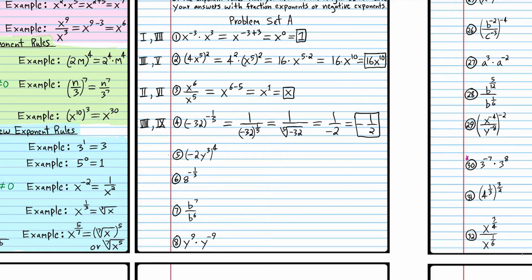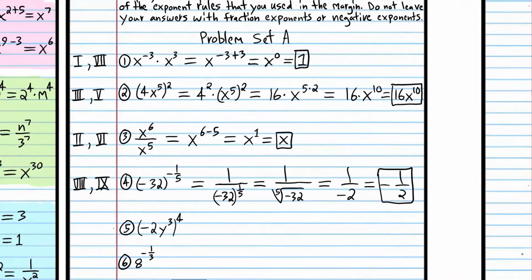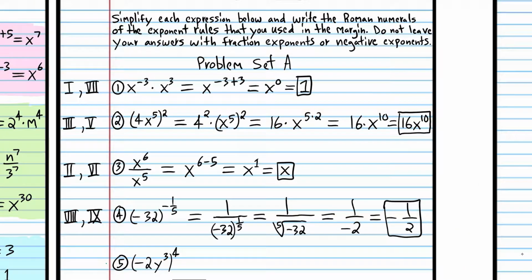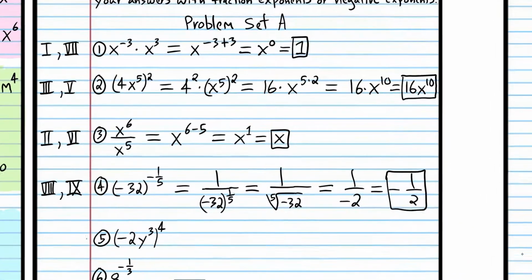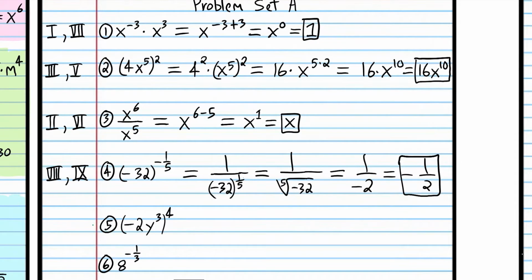So what I want you to do is use all the problems that I just did with you to do number 5. So go ahead and try number 5, use problems 1 through 4, and when you come back, we'll do it together. Remember to write the Roman numerals in the margin there.